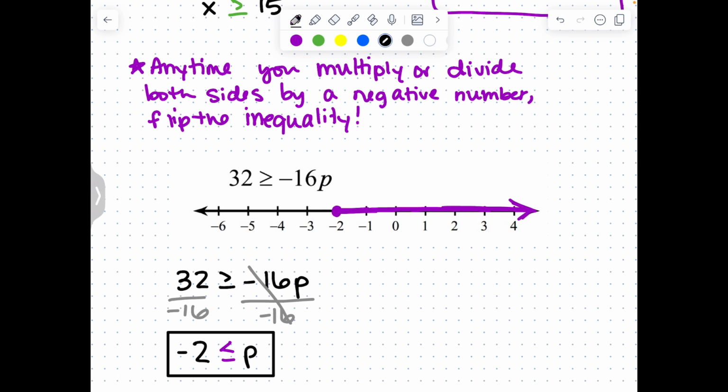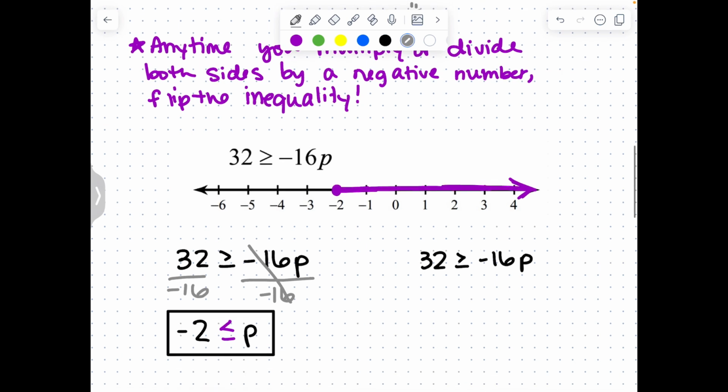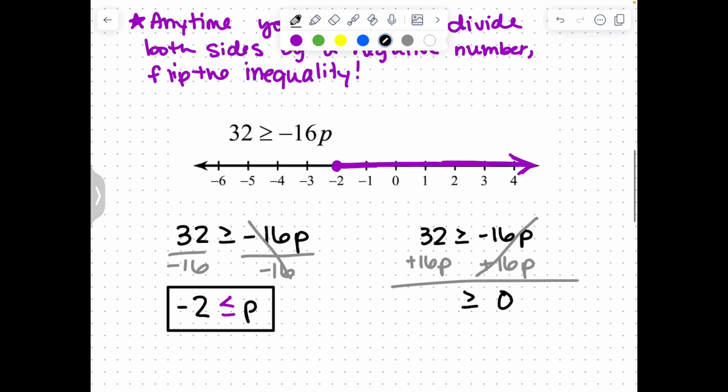Now, just in case you're curious, because I did say that you could avoid the whole divide by a negative thing if you really wanted to. It just makes some people uncomfortable because what I'm going to do here is add 16p to both sides. So that's going to cancel out this entire term on the right side. We're going to end up with 0 there. And since there's nothing else there, we're actually going to have to write the 0. And it freaks some people out. But then we can keep the same inequality, not have to worry about it.